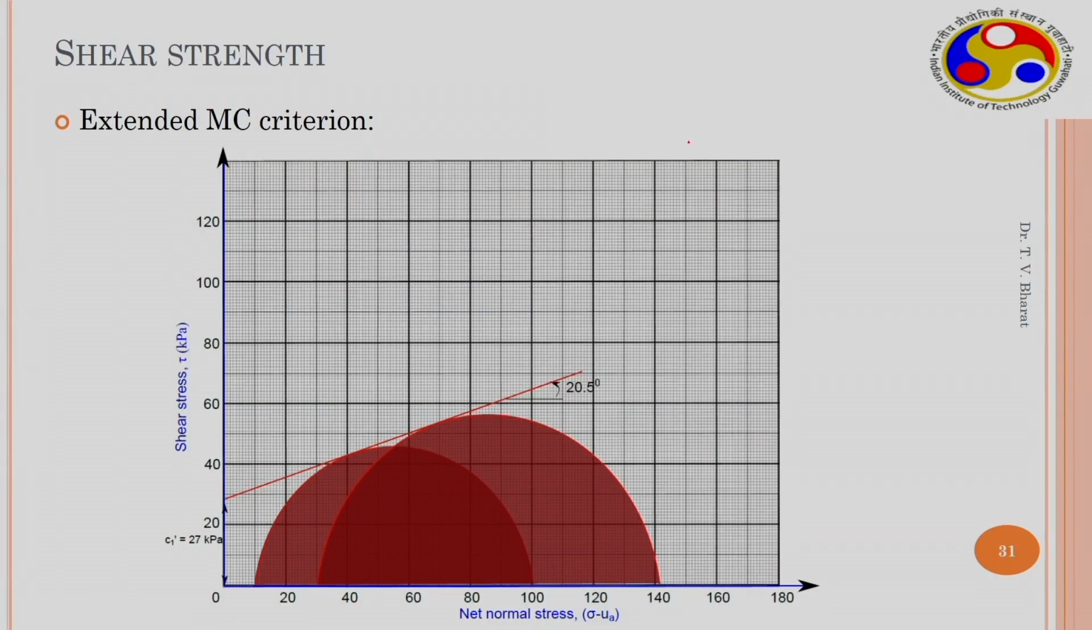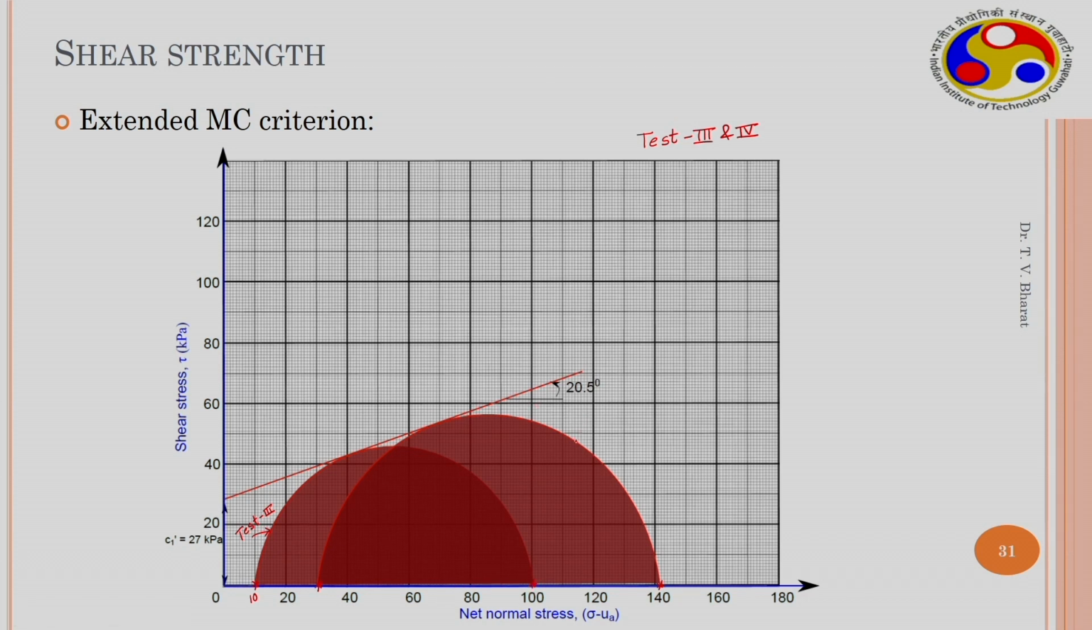Second, using the third and fourth test data, that is test data 3 and 4, we can obtain shear stress versus net normal stress by recognizing the values of sigma 1 minus UA and sigma 3 minus UA. For test 3, the sigma 3 minus UA value is 10 kilopascal, and sigma 1 minus UA is 100 kilopascal.